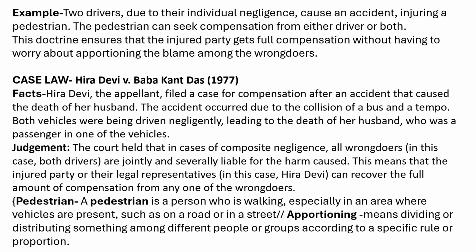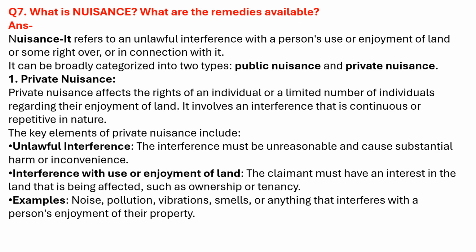Pedestrian is a person who is walking, especially in an area where vehicles are present, such as on a road or in a street. Apportioning means dividing or distributing something among different people or groups according to a specific rule or proportion. I think this is the last question.